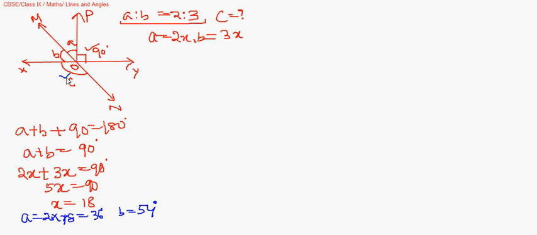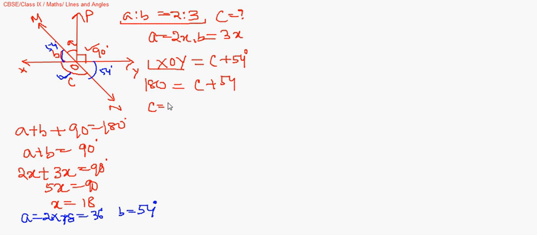We have to find this C. Now if B is 54, this will also be 54, being a vertically opposite angle. At the same time, angle XOY can be expressed as C plus 54 degrees. So this is 180 equals C plus 54. So C will be 180 minus 54, that's giving me 126 degrees. This was one question.